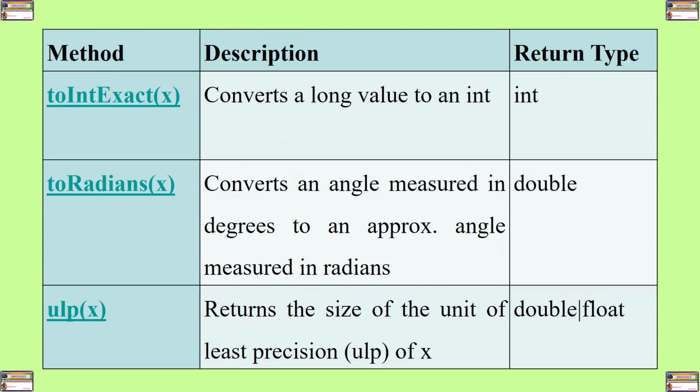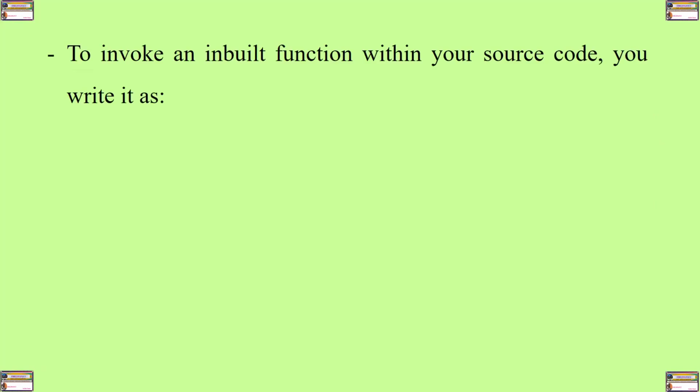We have toIntExact that converts a long value to an integer. We have toRadians that converts an angle measured in degrees to an approximate angle measured in radians. We have ulp, which returns the size of the unit of least precision of a value.